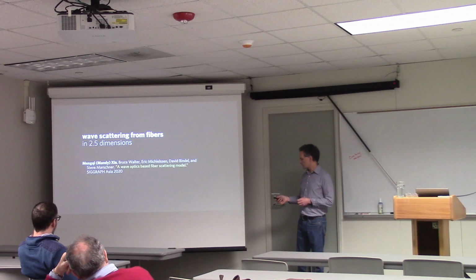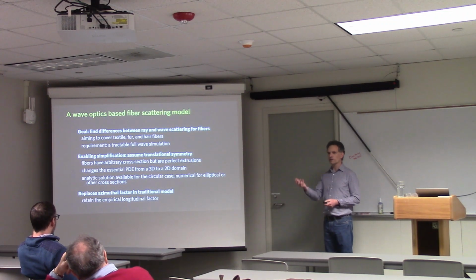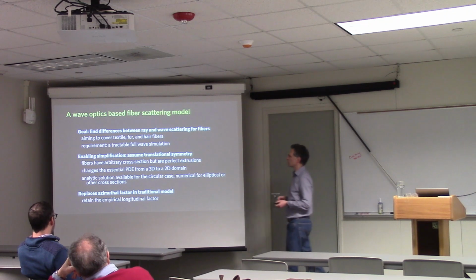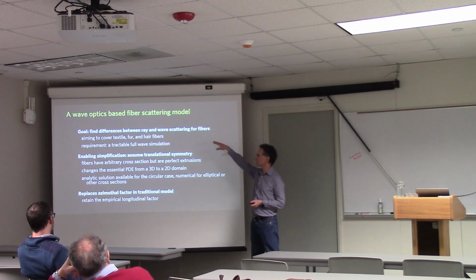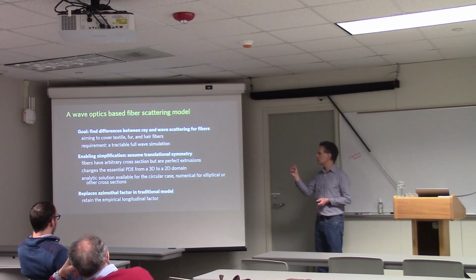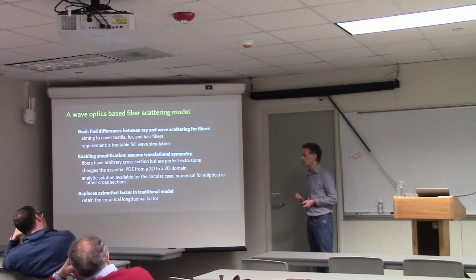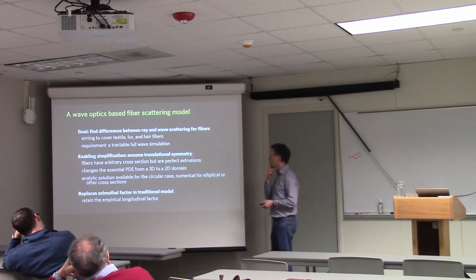The goal of this project really was to start to answer the question, like, what are the differences between the predictions of the ray model and the wave model when you talk about reflection from fibers that are graphics relevant? So I would say fibers that are on the scale of textile fibers, which are maybe 10 to 20 microns in diameter, up through hair fibers that are maybe 70 to 100 some microns in diameter.